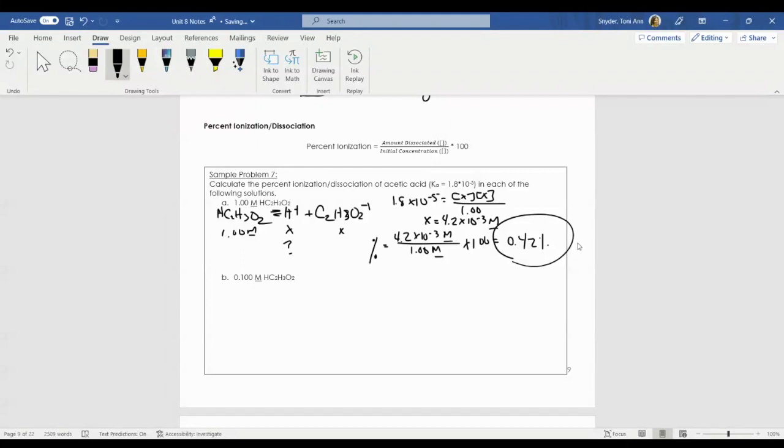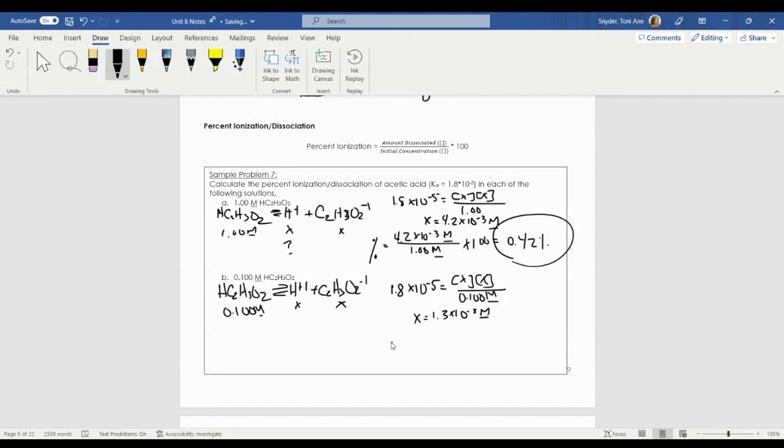Let's go ahead and do the same exact method, but in a lesser concentrated solution. So I'm going to rewrite my equation. HC2H3O2, H plus, and C2H3O2. But here I have a slightly less concentrated solution. I'm going to solve this the exact same way because it's the same exact material, so the Ka is the same. 1.8 times 10 to the negative fifth equal to x squared over, but in this case, my initial is 0.1 molar. Value for x is equal to 1.3 times 10 to the negative third.